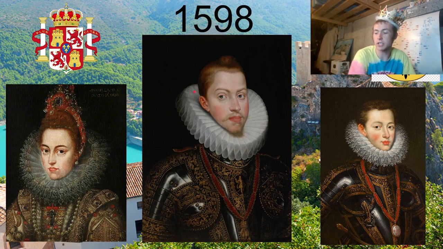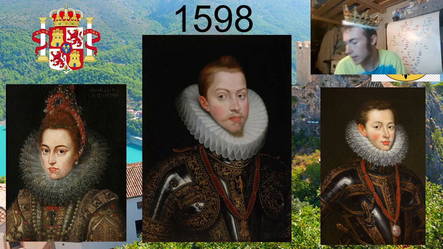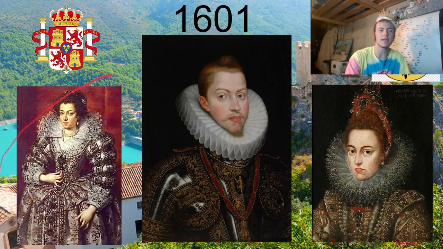Don't have any kids just yet, though. They will, though, because the Habsburg dynasty is going to continue to rule in Spain. And they're going to run out of heirs pretty soon as well. And you'll see why that happens. So, 1601 is when they have their first child.